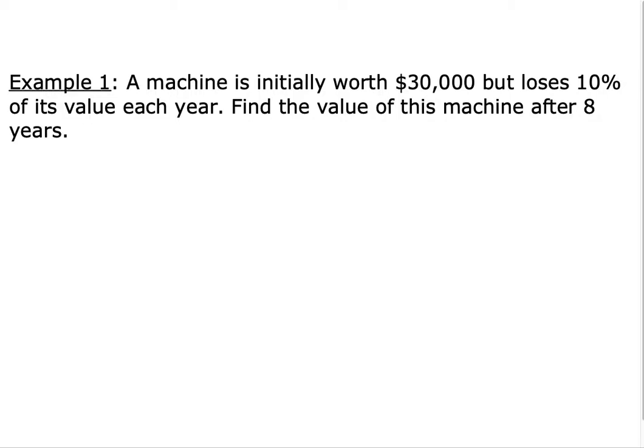An example here: a machine is initially worth $30,000, but it loses 10% of its value per year. Find the value of this machine after 8 years. So it's losing its value over time, and so we're going to use that subtraction one. Let me write out the equation, and then we'll fill in the numbers. So that's the equation we're going to use because it's decreasing over time. It's losing 10% of its value each year. So 30,000 is what it was initially worth, so that's your A value.